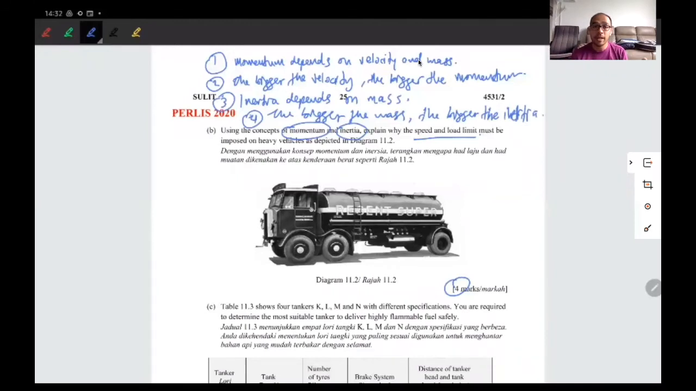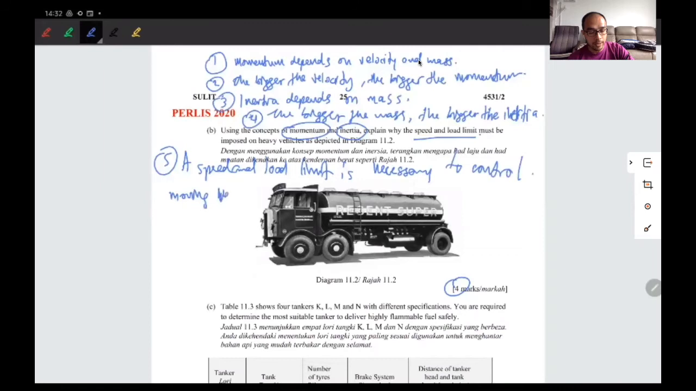Now, but this still doesn't explain why there has to be a speed limit. Sorry, I'm going to give 5 points for this. A speed and load limit is necessary to control moving vehicles.